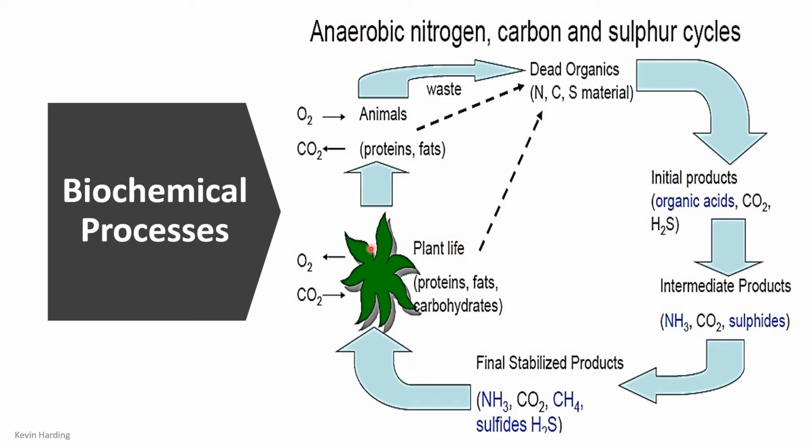These plant life obviously then can die. Oxygen and proteins, animals, it's no longer plant life. Animals then breathe in the oxygen. Proteins and fats and metabolic processes from the plant life excrete CO2, and we come back to a system of having nitrogen, carbon, and sulfur material from dead organics. And this can go in a circular motion through biochemical processes to help purify water through natural processes.